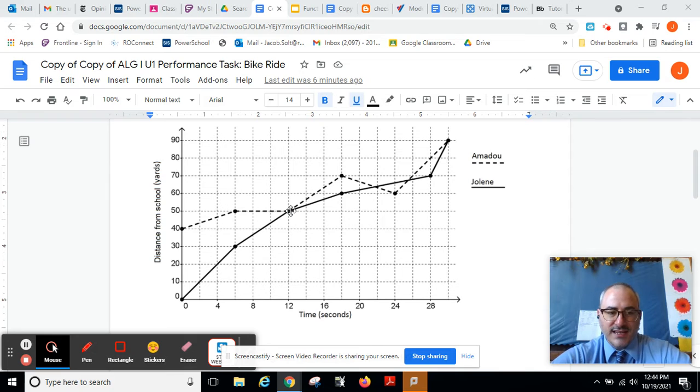What distance from school is that? Well, distance is over here, right? Distance from school in yards, so we got to go from here. 50. 50 yards from school is Jolene's distance from school at 12 seconds. Can you see how that works?